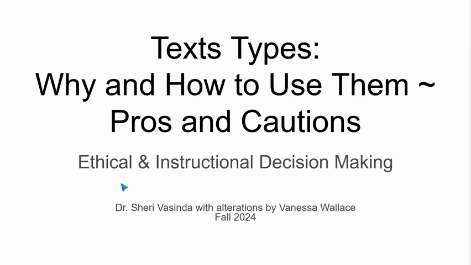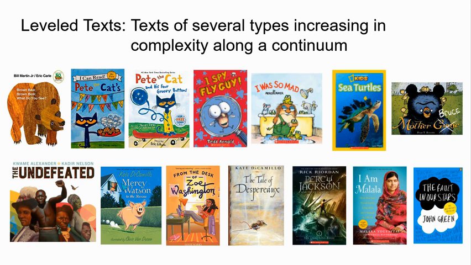So starting with leveled text, since that's what we started with, leveled text and decodable text, you can see a lot of these books are books that you could actually go into a Barnes & Noble and purchase. And they have been looked over for their text complexities, from vocabulary and structure and content, and to determine what level they would classify as in one of those gradients from A to Z.